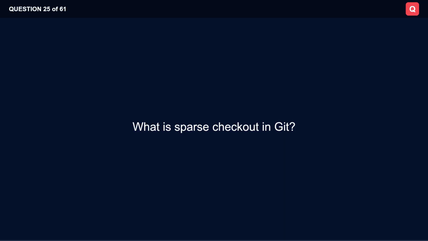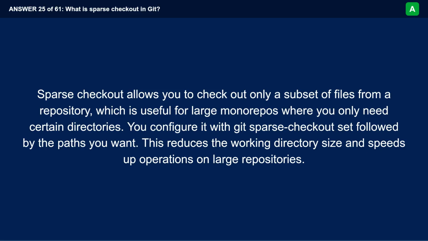What is sparse checkout in Git? Sparse checkout allows you to check out only a subset of files from a repository, which is useful for large monorepos where you only need certain directories. You configure it with git sparse-checkout set followed by the paths you want. This reduces the working directory size and speeds up operations on large repositories.